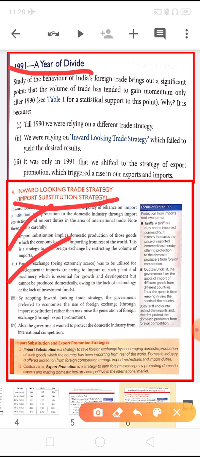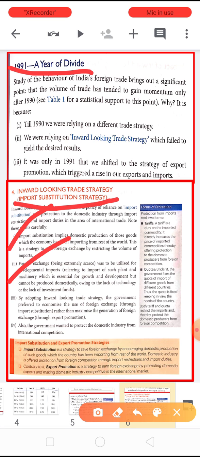Second is foreign exchange was to be utilized for development imports, referring to the import of plant and machinery, which is essential for growth and development but cannot be produced domestically owing to the lack of technology or the lack of investment funds. I mean, we are not importing the various crops or consumable goods needed to fulfill the consumption needs of our people, but we are going to import fixed assets, just to increase our productivity and efficiency, which we cannot produce in our country domestically, or due to the lack of funds we are not producing plant and machinery or some kind of capital goods.